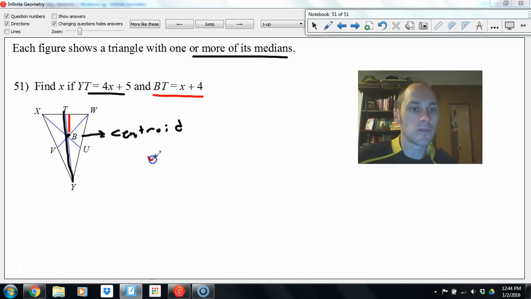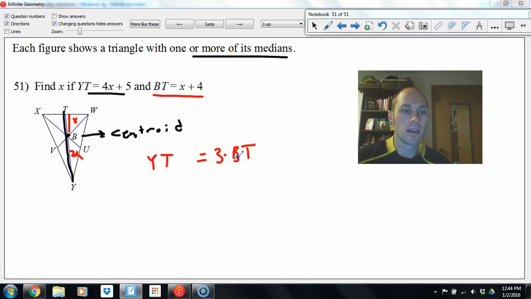So it might be helpful to just write an equation first of all. YT and BT. How can we make them equal? Well, if I'm looking at BT here, I know since it's the centroid, this segment is divided into this part and this one. So BY is double BT. So what do I have to do to BT to make it equal to YT? Well, YT is the full length, so I need to triple it. So if I triple BT, that will make it equal to YT. Once I have that figured out, I can just fill in my equation.